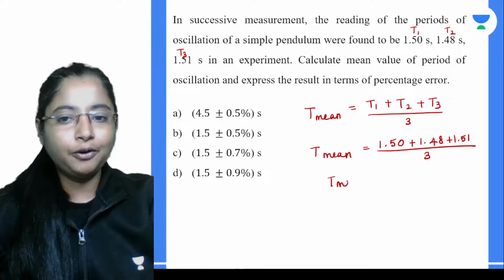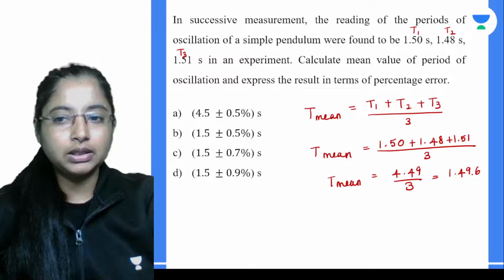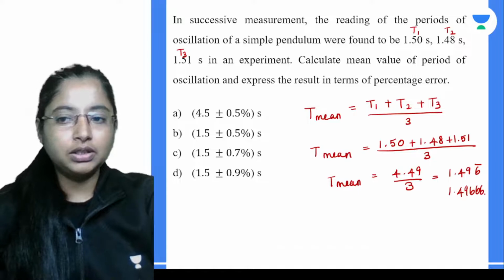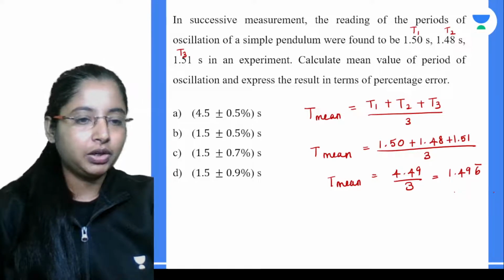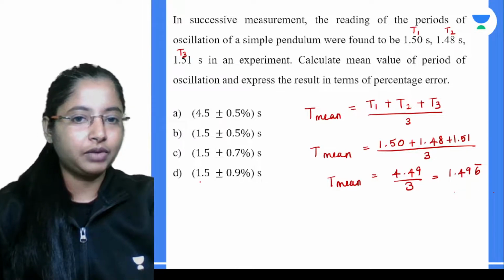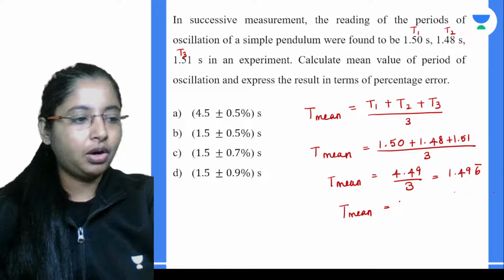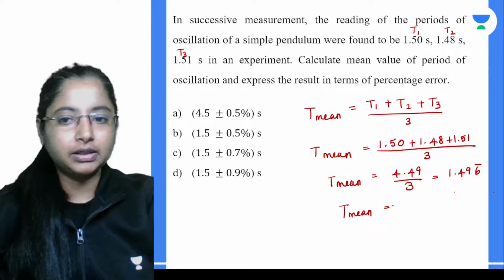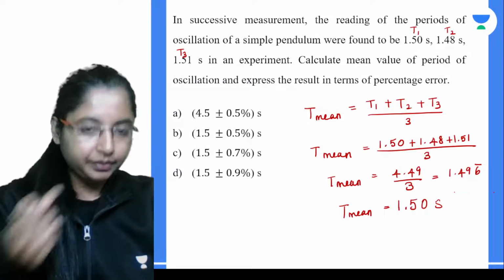So the mean value is 4.49 divided by 3, and we'll get 1.49666, where the 6 is a recurring digit. But we don't want to take such a long value. The answer is only given up to 1 decimal place, so we could take 2 decimals and then round it off, or just go with 1 decimal. If you round it off, I'll get somewhere around 1.50 seconds. This is the mean value.